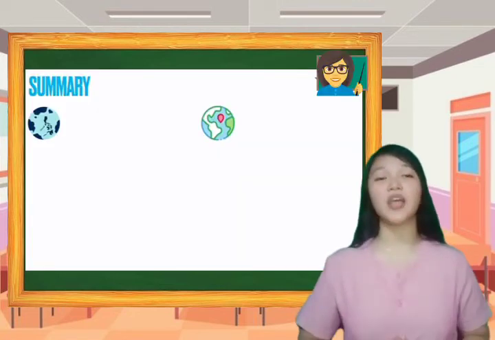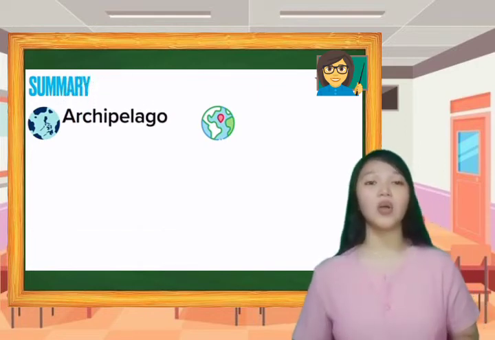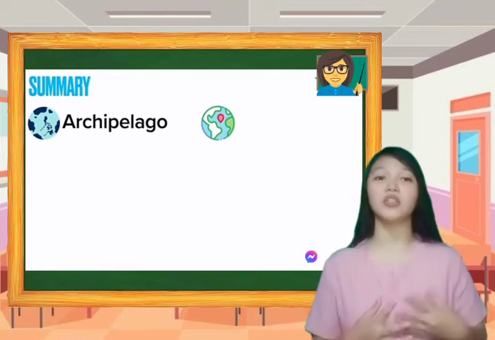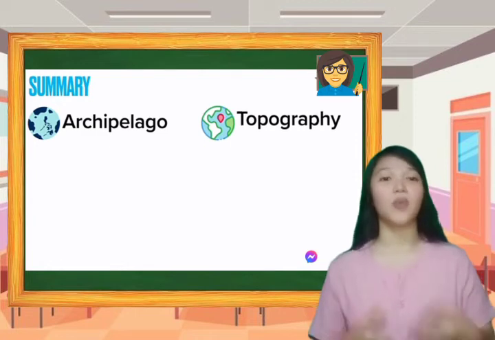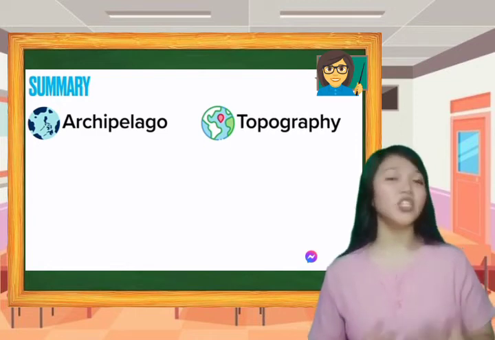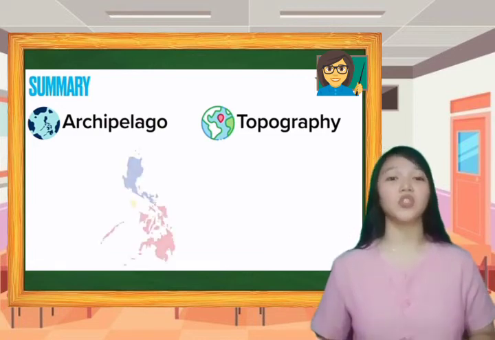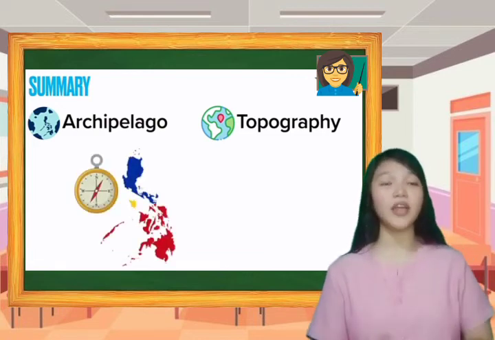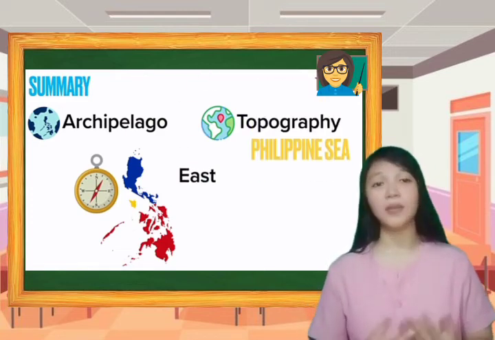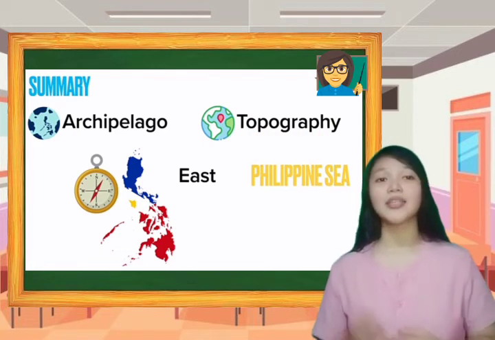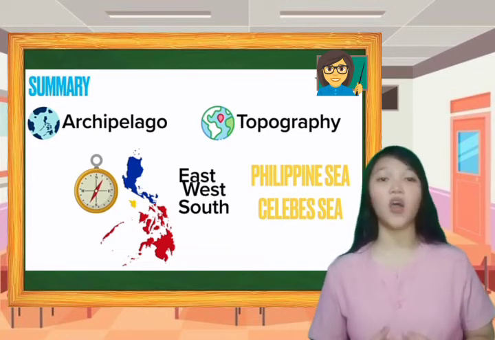So, let's have the summary of our lesson. Archipelago is a sea or stretch of water containing many islands. Topography is the arrangement of the natural and artificial physical features of an area. The bodies of water that surround the Philippine archipelago are the Philippine Sea on the east, Celebes Sea on the south, and West Philippine Sea on the west.